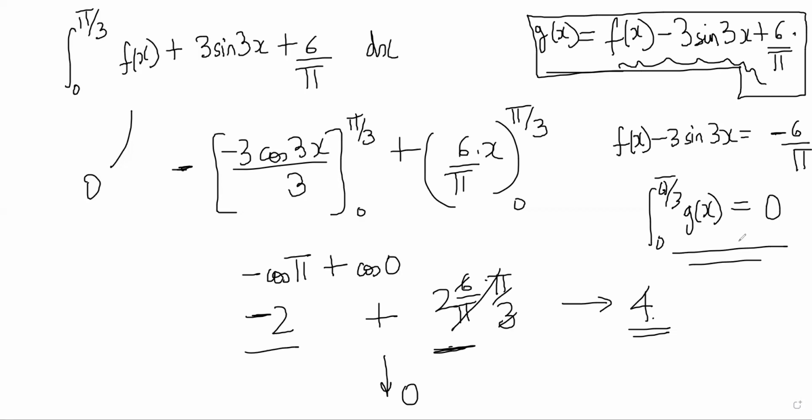So g of x definitely has some root in this interval, right? G of x has some root in the interval because the area cannot be 0 unless g of x crosses the boundary, crosses the x-axis. It should be positive someplace and negative in the other place, right? So basically we are getting option A and B are correct. And now let's look at the limit options.